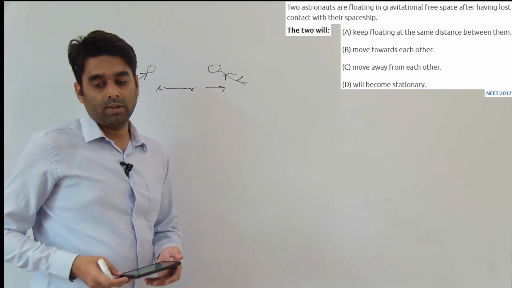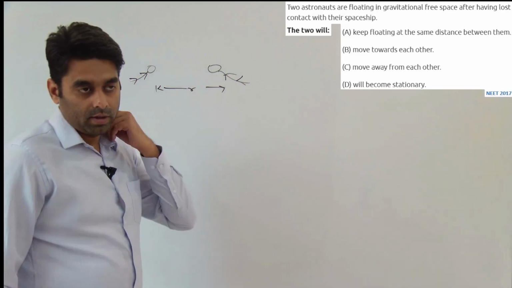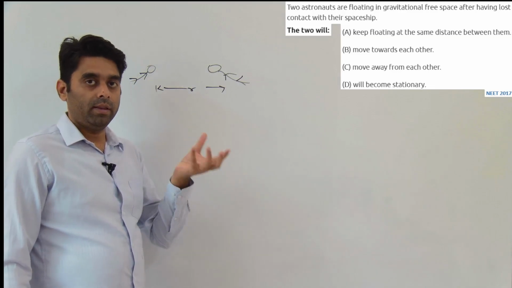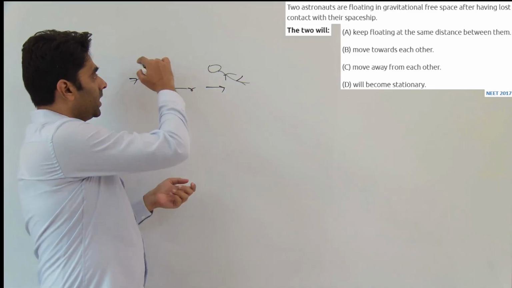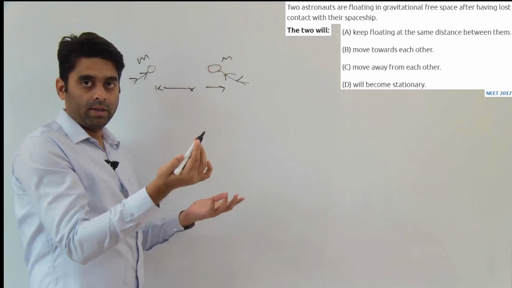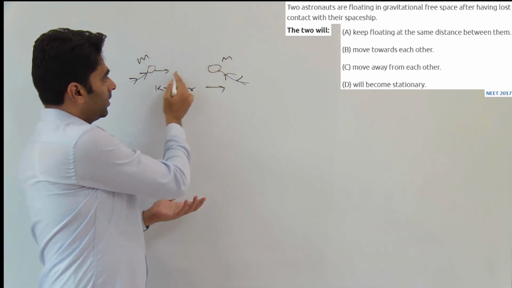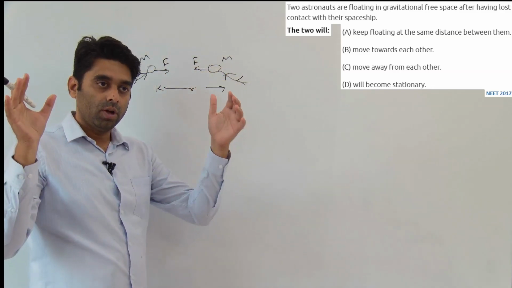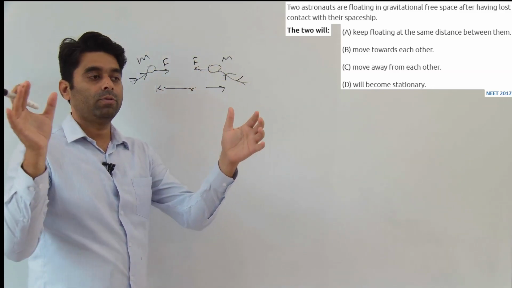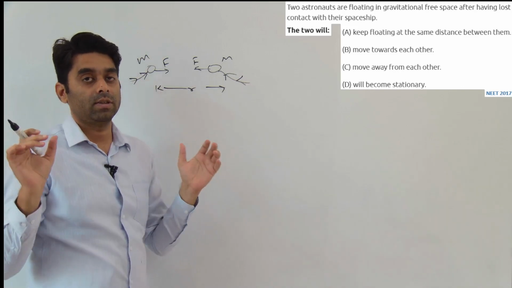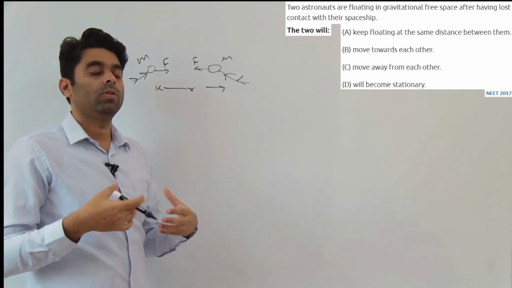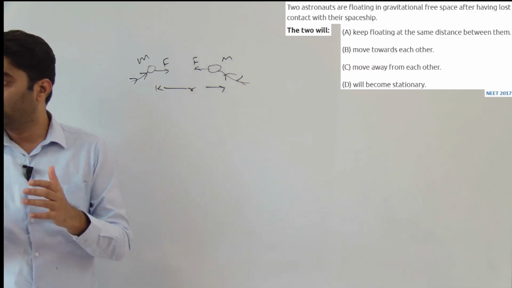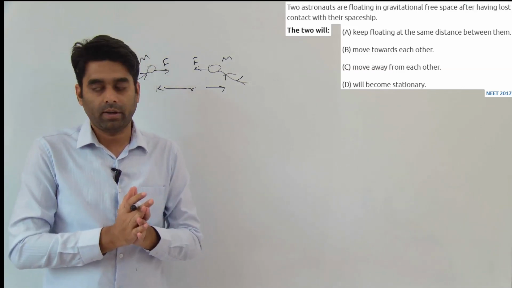Now, what is the thing? Basically, what will happen will be determined by the force. Their motion will be determined by the force. Two bodies of masses m attract each other due to gravitational force, and if they have an attractive gravitational force, that means they will move towards each other, although very slowly, but yes, they will be coming towards each other. So our option will be move towards each other. B option is our correct answer.